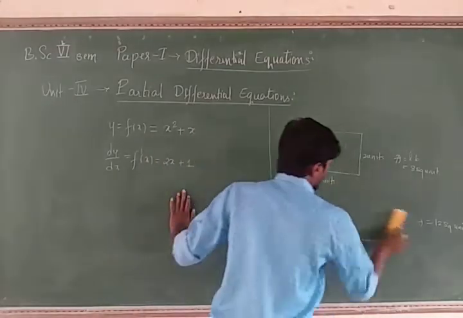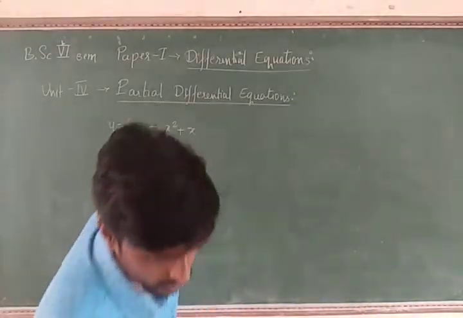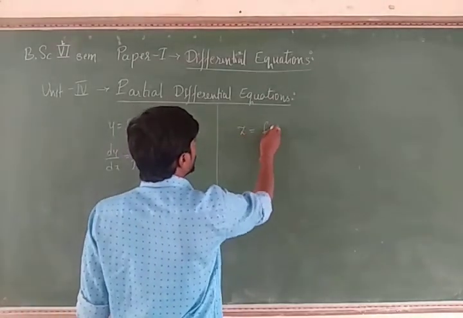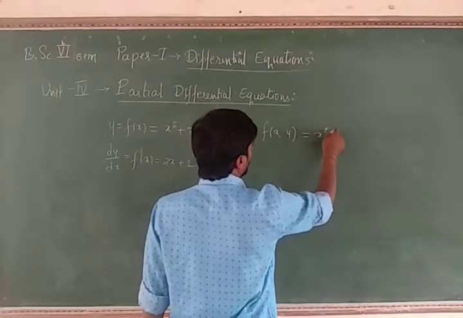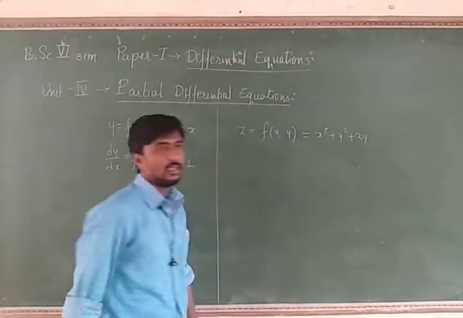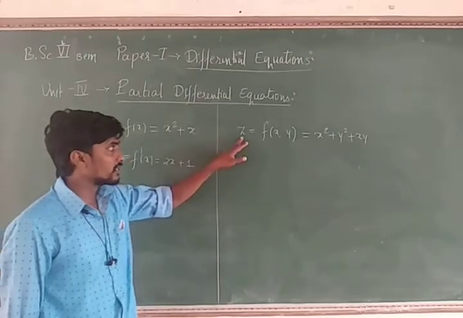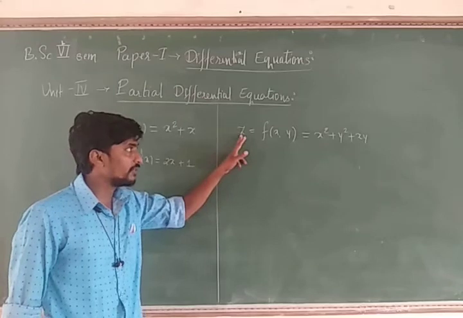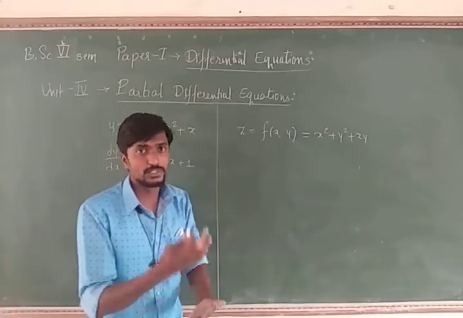But let's understand another thing. Here I will write z equal to f of x comma y. I will consider the function as x square plus y square plus x into y. Now in this case, if you want to differentiate this function with respect to x or with respect to y, we have to follow some rules.